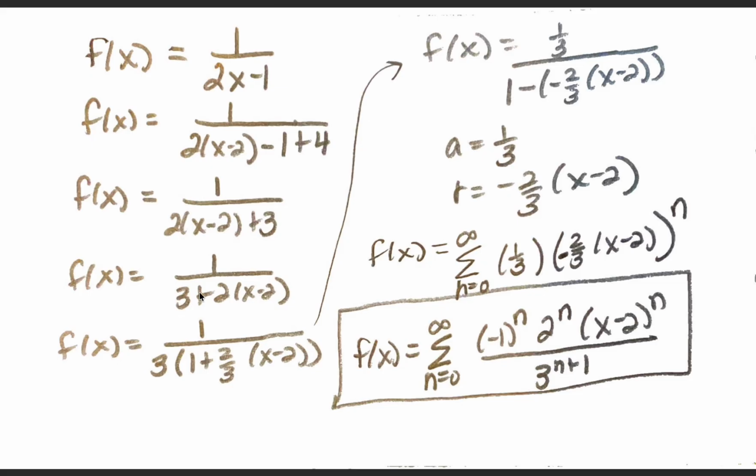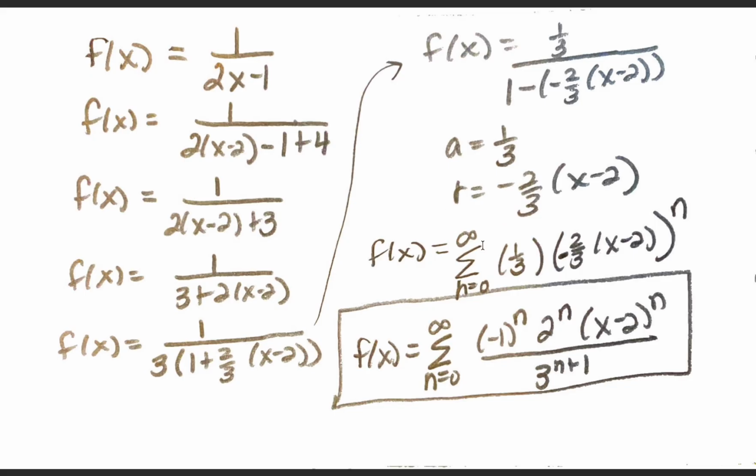And remember the format of a power series, we want to put the 3 in front. So we will divide every term inside by 3, which gives 3 times 1 plus 2 over 3 times x minus 2 in parentheses. Therefore, we can rearrange that further to 1 over 3 over 1 minus negative 2 over 3 times x minus 2. Therefore, we get a as our answer, which is 1 over 3, and r is equal to negative 2 over 3 times x minus 2.